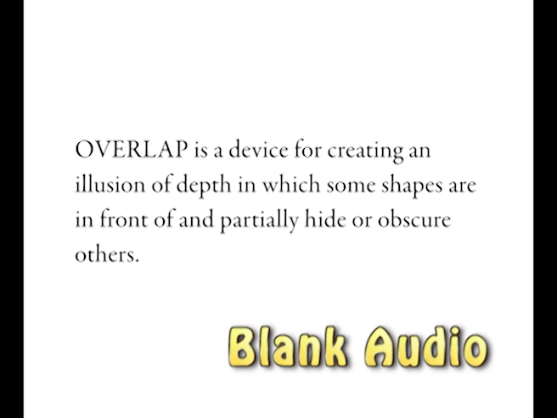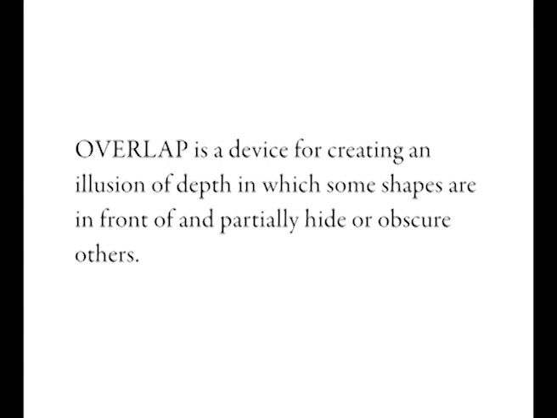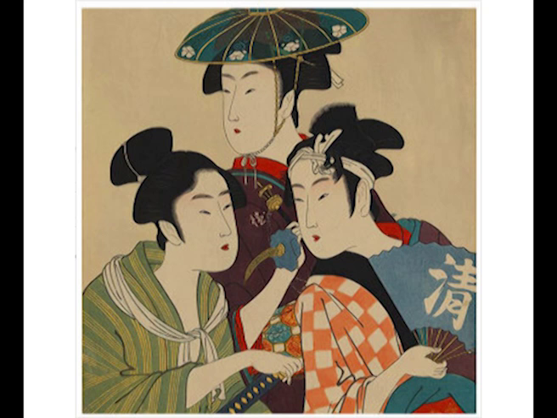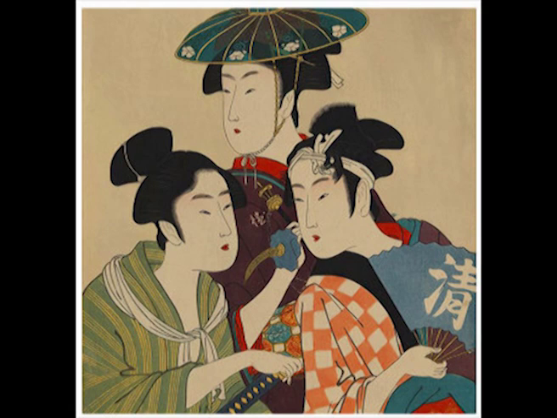Overlapping is where some shapes are in front of and partially hide or obscure others. So y'all did a project on this. This is where just having things overlap one another helps create an illusion of depth. So here's an example of a Japanese print that had overlapping elements.